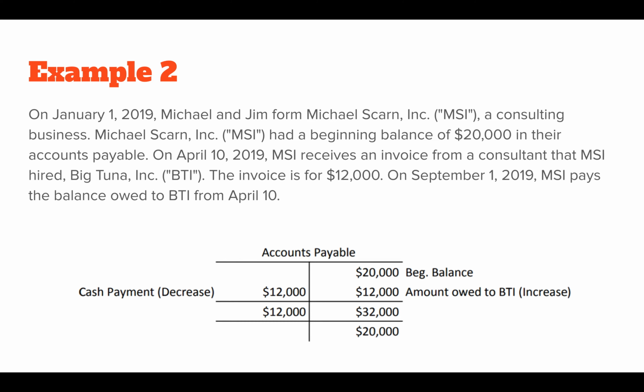On September 1st, 2019, we pay the remaining balance owed to BTI, which reduces the liability. We show a decreased liability with a debit. So a debit entry reduces accounts payable, which is a normal credit balance. At the end of the period, we add up the credits, subtract the sum of the debits, and get an ending balance of $20,000, which we write on the credit side because it is a credit balance account.